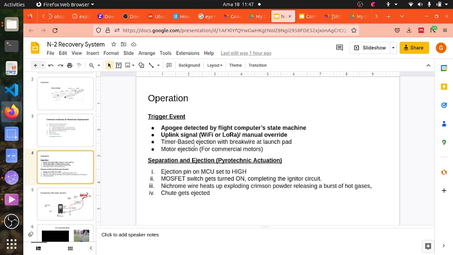It has its advantages and disadvantages. It can be used to override all the others in case maybe you don't detect apogee. In case there's a problem in software, then timer based can come to your help. We also have motor ejection. Motor ejection is an interesting one.